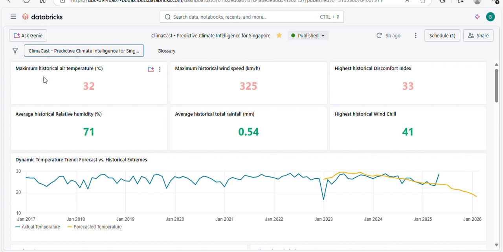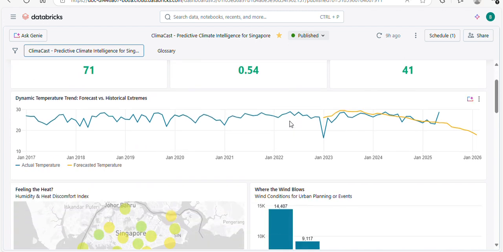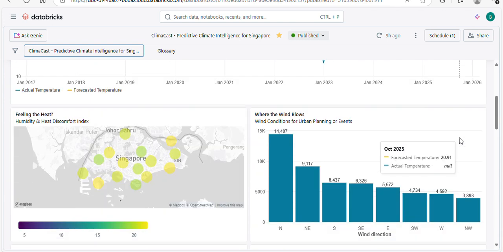Here we start with the historical climate metrics like maximum air temperature, wind speed, highest discomfort index, and so on. Moving down, the temperature trend chart shows how actual temperatures have varied from 2017 to 2025, with the forecast extending to 2026. We see a relatively stable trend historically, but the forecast suggests there is a cooling pattern towards 2026.